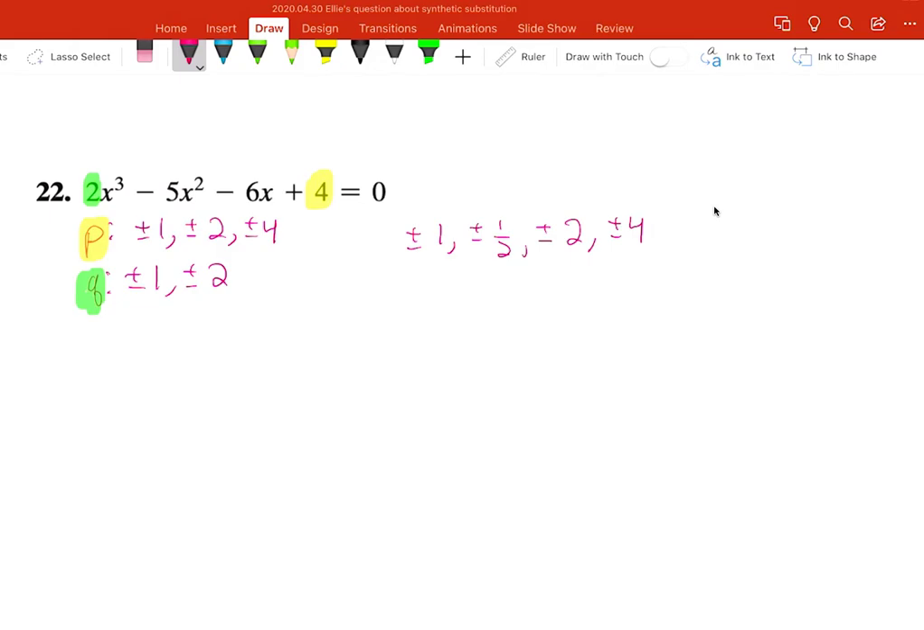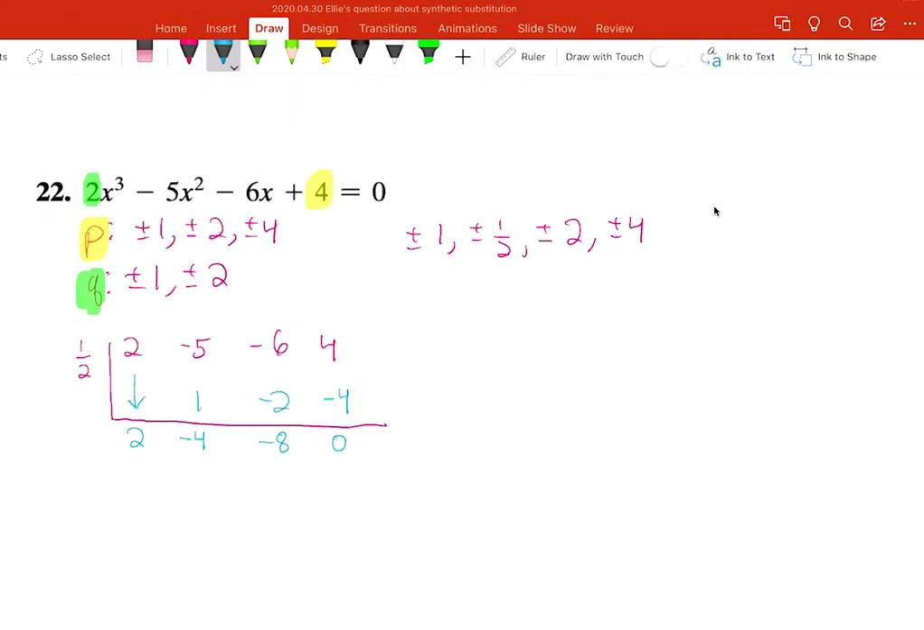Ellie said, if I remember this right from her email, she thought 1/2 worked. Double checking fractions is kind of annoying, but you got to do what you got to do. So 2, -5, -6, 4. I will bring down the 2, multiply it by 1/2 and get 1. -5 plus 1 should give me -4. 1/2 times -4 should give me -2. -6 plus -2 gives me -8. 1/2 times -8 is -4. 4 plus -4 is 0.